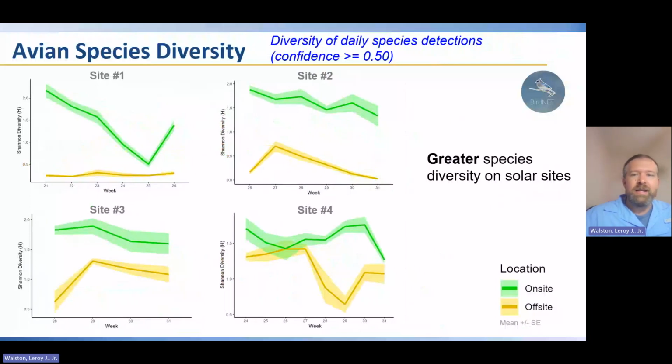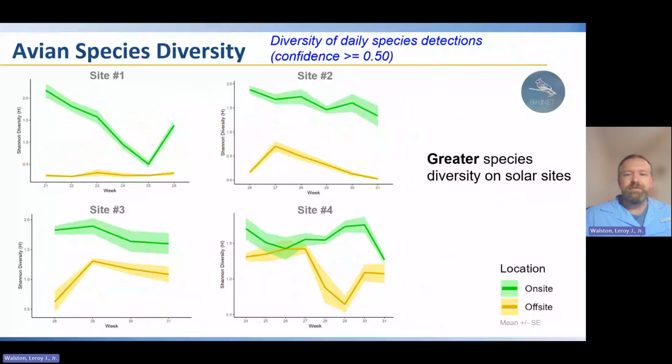What about avian species diversity? Well, we calculated that in the same way by calculating the Shannon Diversity Index for all daily BirdNet detections, again summarizing these daily metrics across weeks. We graphed them over the monitoring weeks, and we see a pretty consistent pattern across the 4 sites, and that is that there's greater species diversity on the solar sites than in the off-site reference areas. There are a couple of moments, however, in site number 4 where species diversity might be a little indistinguishable, but overall, the pattern is pretty clear, at least for these 4 sites.